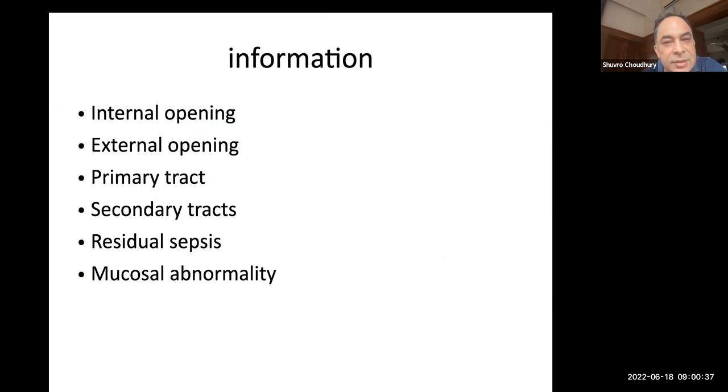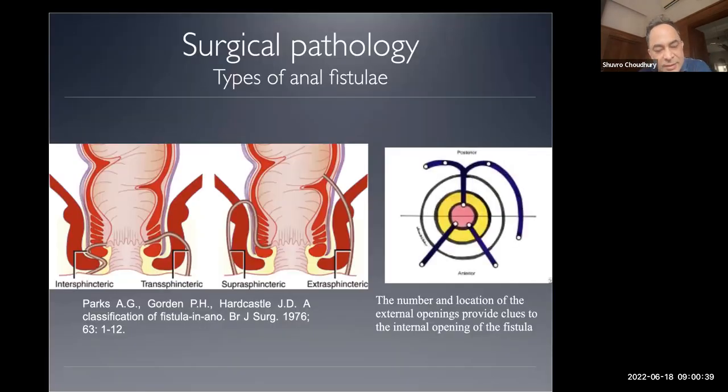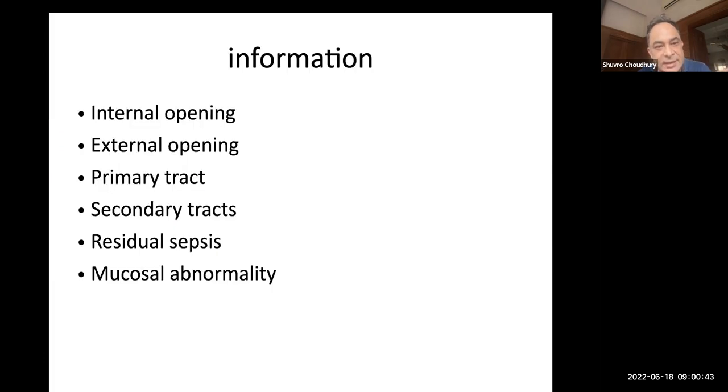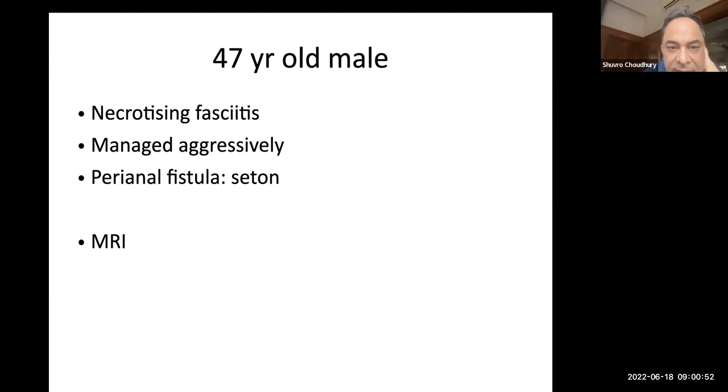Internal opening, okay. So this was a workshop sort of scenario. And like I said, internal opening, external opening, primary tract, secondary tract, residual sepsis, mucosal abnormality. This is Sharad's presentation actually. A 47-year-old male, necrotizing fasciitis, managed aggressively, perianal fistula, seton put in. And this is the MRI.